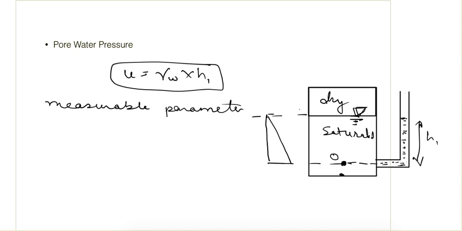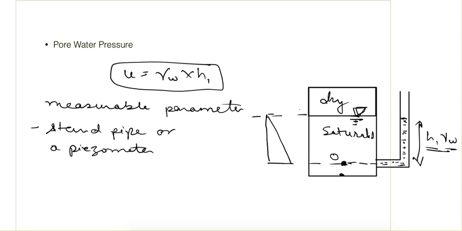It is also a measurable parameter, and it can be measured using a standpipe or a piezometer. It is inserted up to a point where the pore water is to be measured, and the rise of water in the piezometer or in the standpipe, multiplied by the unit weight of water, gives us the pore water pressure.